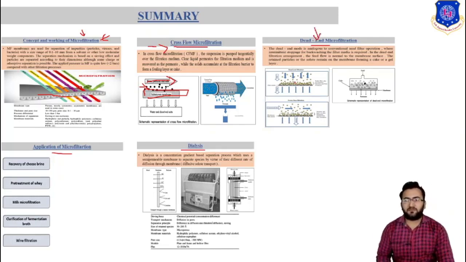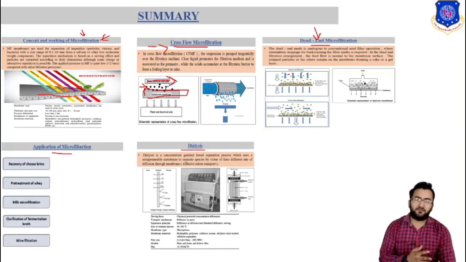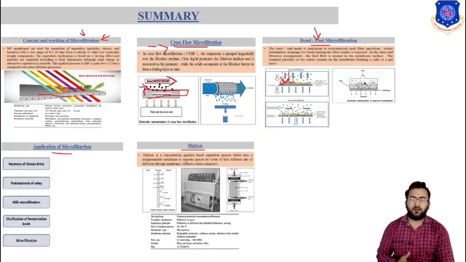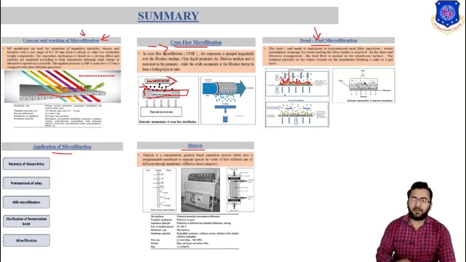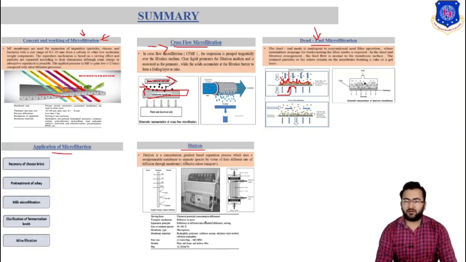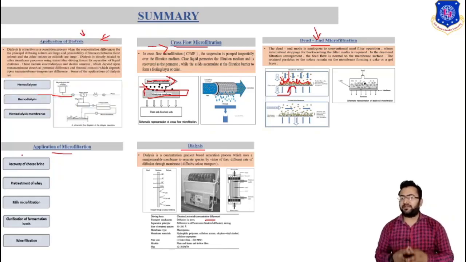In dead end microfiltration, as in conventional filtration, the flow direction is like this. So there is accumulation of solute particles on the membrane, which results in cake formation. So in dead end microfiltration, we have to allow certain time to backwash the filter. So it's a time consuming process compared to cross flow microfiltration. Then we discussed the various applications of microfiltration. Then we discussed dialysis, where separation is based on the concentration difference and chemical potential difference. Then we discussed applications of dialysis.